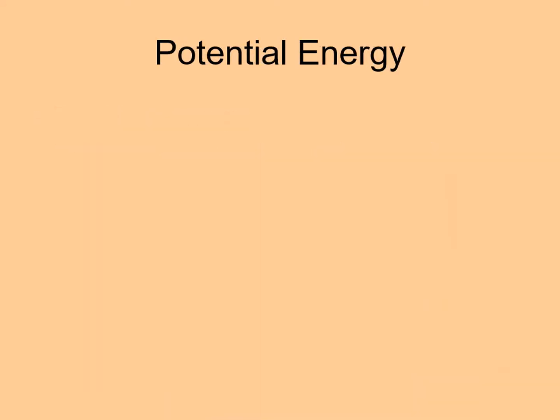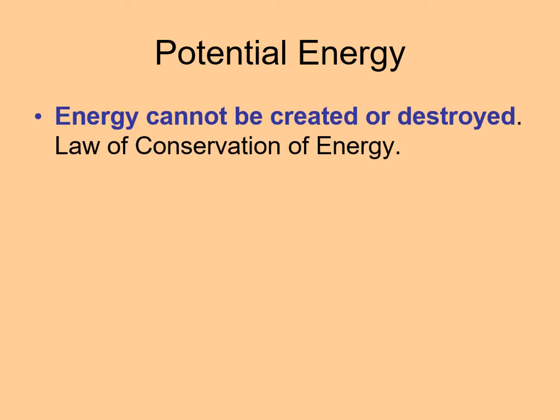The next type of energy we should look at is potential energy. To understand potential energy, we have to start with something called the law of conservation of energy. This law says that energy cannot be created or destroyed. In other words, you can change the form of the energy, but you can't get it from nothing, and it doesn't disappear into nothing.